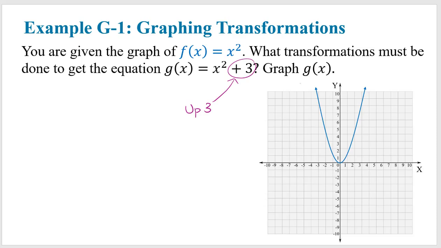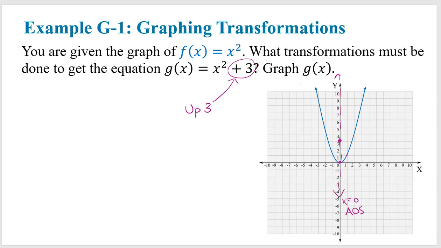So I will take every single point on this graph. I'm going to start with my vertex. I'm going to move it up 3, and it moves right here. So my vertex is right there. Notice I'm not moving left or right, so my axis of symmetry is not moving. My axis of symmetry is still going to be that vertical line x equals 0. It's really important. We're not moving it left or right, so it's going to stay right there.